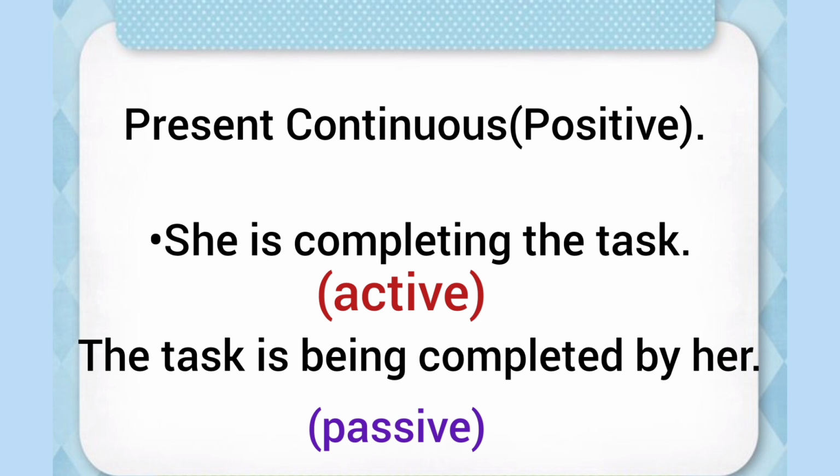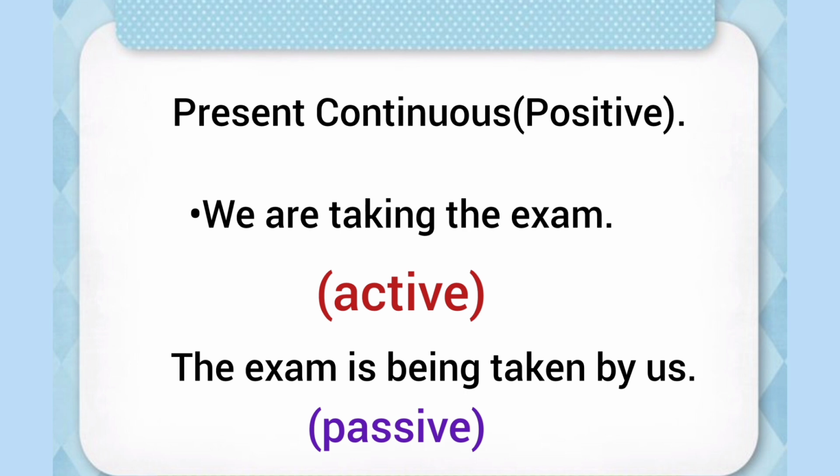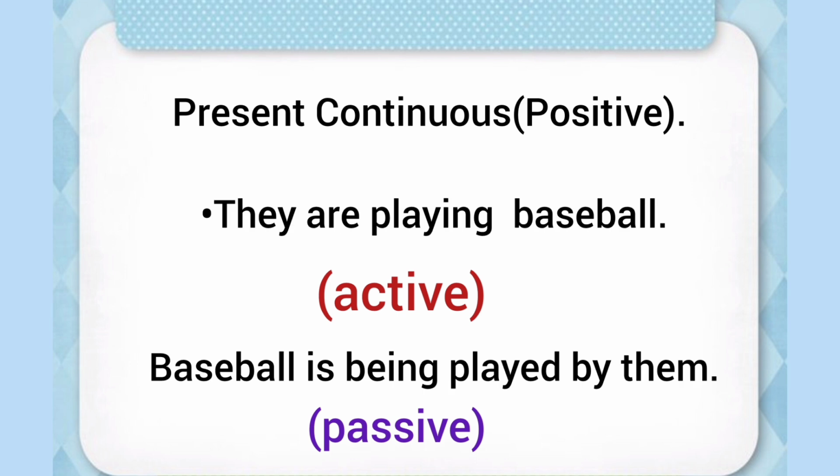Let me change it. The task is being, like in the active sentence, is already there. So for certain changes I have added what? Being. Ing is used here for continuity. Completed, because in the rules third form of verb is supposed to be used. Completed by her. We are taking the exam. The exam is being taken by us. They are playing baseball. Baseball is being played by them.